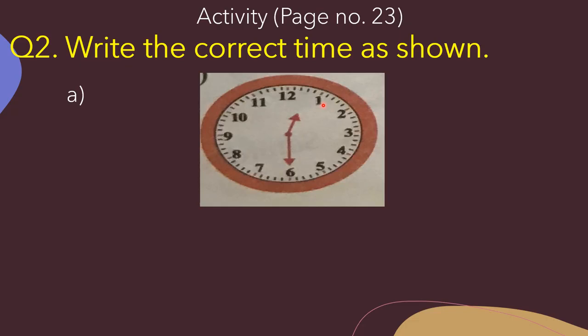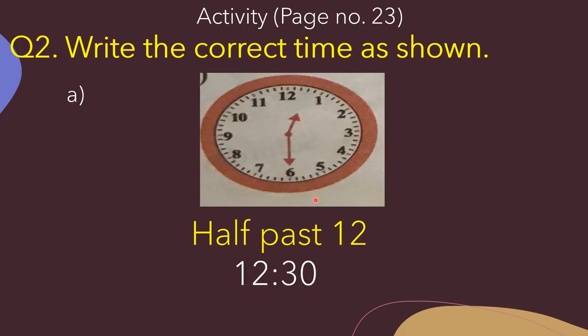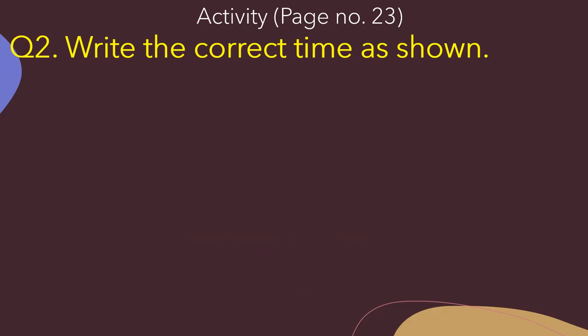Okay, so how can we write the time? That is half past 12. Okay, because it has crossed 12. That's why we will write it like half past 12. Or in another way, how can we write it? Like 12:30. Because we will multiply 6 by 5 to know the minutes. Okay, so 12:30. Now in B part, here it is given another clock.